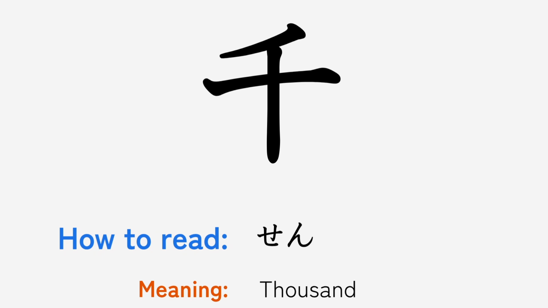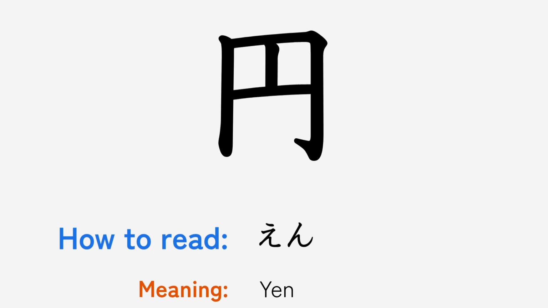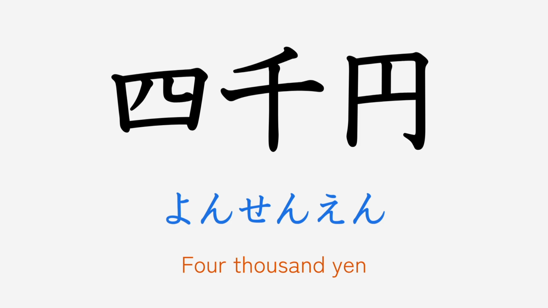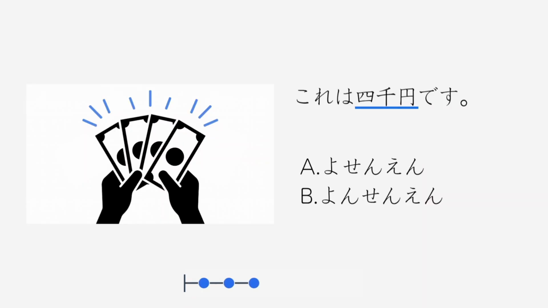Sen is 1,000. En is the Japanese currency. 4 plus 1,000 plus yen makes yonsen-en, meaning 4,000 yen. How do you read the underlined kanji? The answer is B. Unlike yonin, you keep the n. It is yonsen-en.